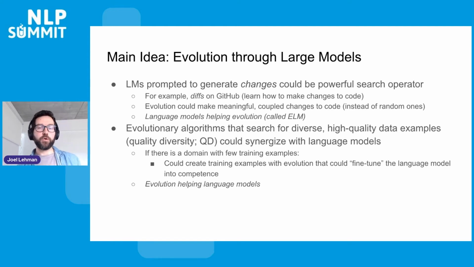But we also go the other way around and show that evolutionary algorithms can help large models. And so one idea here is that there are a particular kind of evolutionary algorithm called a quality diversity algorithm, or QD, that searches for diverse, high-quality data examples. And the idea is that if you had a domain where there's little training data for that particular domain, so maybe a new programming task, then could you use this algorithm to start out with a single seed example and diversify from that single example and create a large diversity of high quality different kinds of examples to create an effective training set that could then be used to fine-tune the language model into competence in this new domain. So this is the other direction where evolution could help language models.